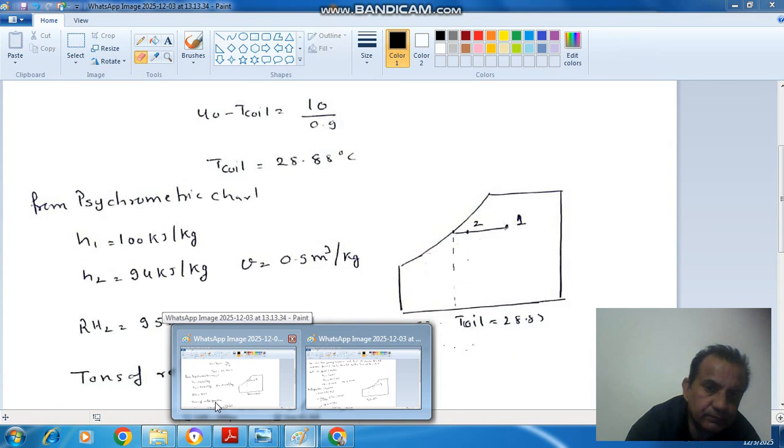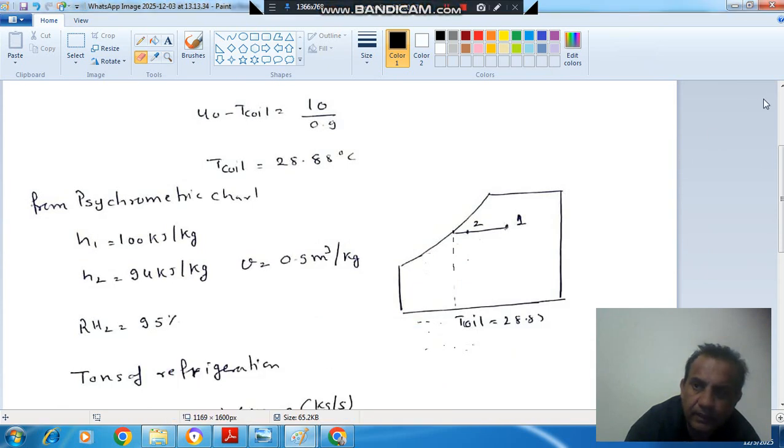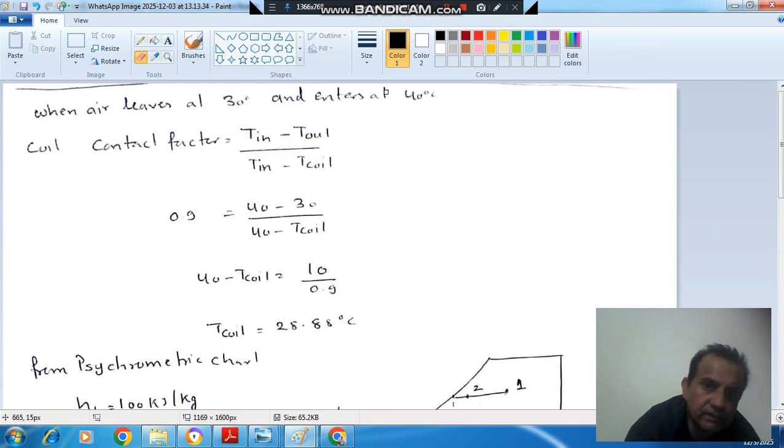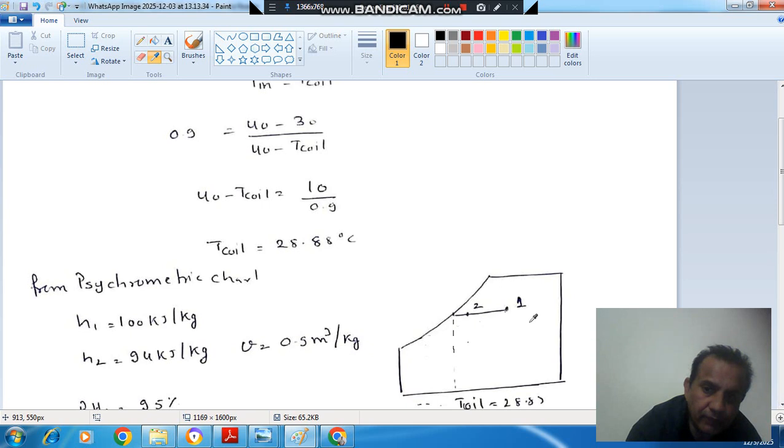So here the first condition is when the inlet temperature is 40 degrees Celsius and outlet temperature of air is 30 degrees Celsius. And contact factor is given, that is 0.9. So contact factor definition is T in minus T out by T in minus T coil. And T in is 40, T out is 30. From this T coil can be determined, that comes out as 28.88. Okay. So now we can locate the point 1 on psychrometric chart and T coil on psychrometric chart.